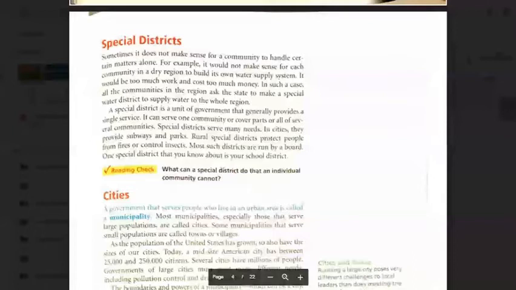A special district is a unit of government that generally provides a single service. It can serve one community or cover parts of several communities. Special districts serve many needs.